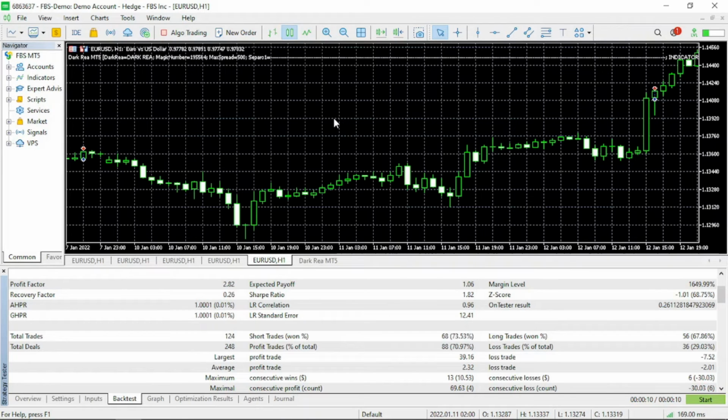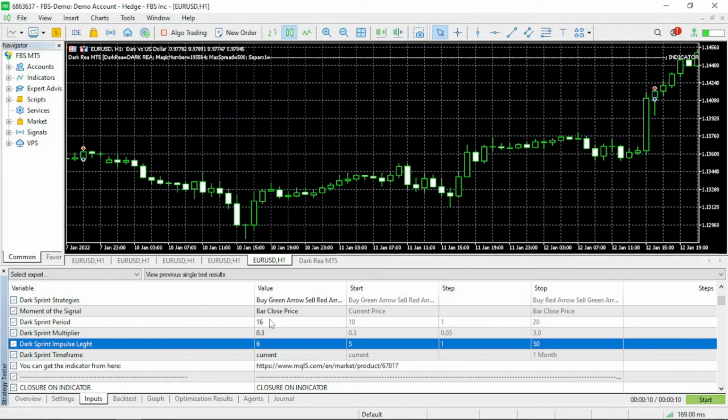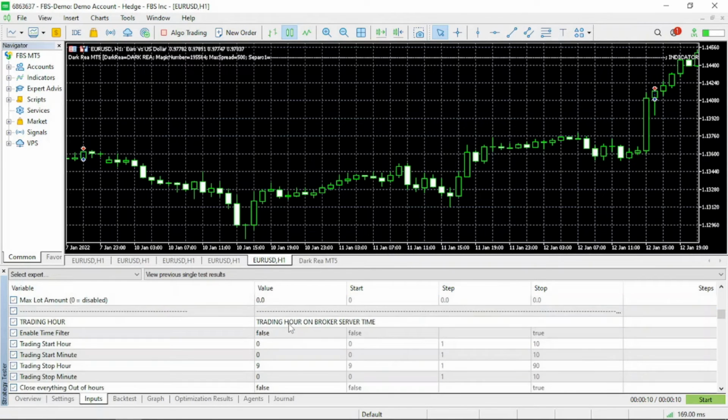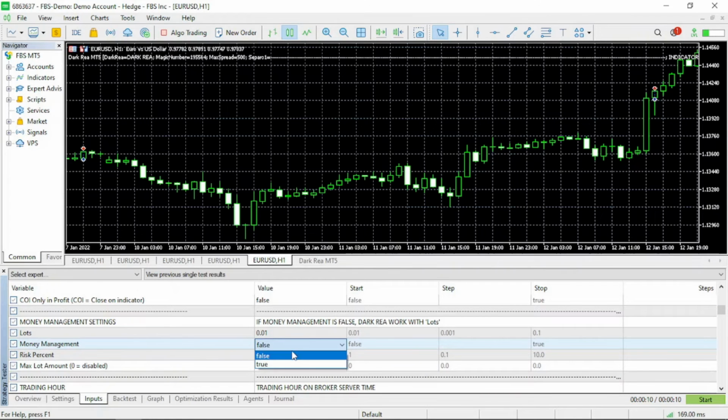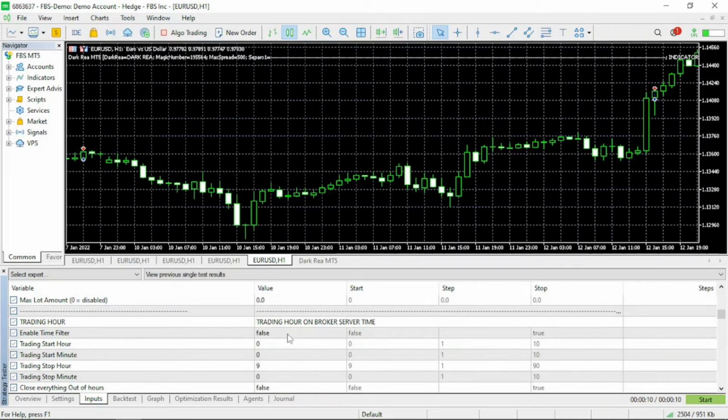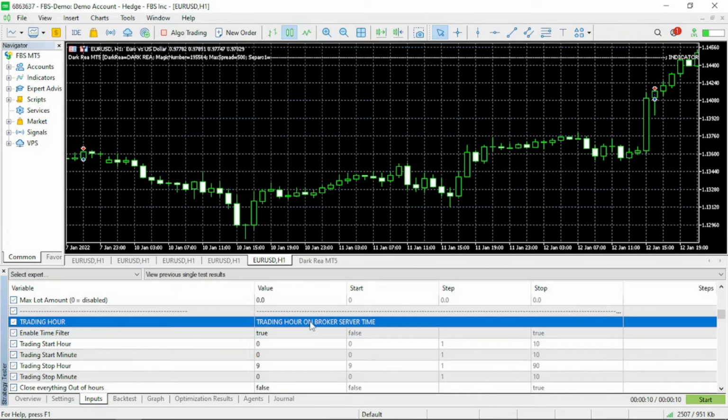Now what I'm going to do from the slower period is adjust the settings to see if we can improve this result. To do this under inputs, I'm going to make a few changes to the Expert Advisor to make it work on a slower moving average. So first, enable closing on opposite signal. Next, money management, I'm going to change to true and to 0.1 risk percent. Next, when it comes to trading days, I'm going to change this to only trade during specific times of the day according to broker server time.